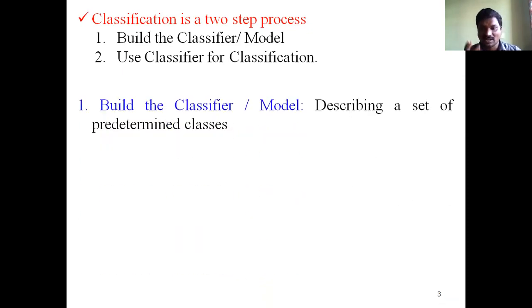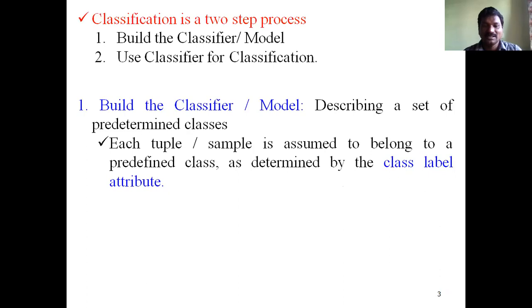Coming to the first step, how can you build the model? Here you are building a model based on predefined classes. That means describing a set of predefined classes, and each tuple is assumed to belong to the predefined classes. For example, any tuple, for example, employee number, employee name, employee salary. In that case, the employee number value, employee name value, employee salary value, this is called a row. Each row is assumed to belong to the predefined classes.